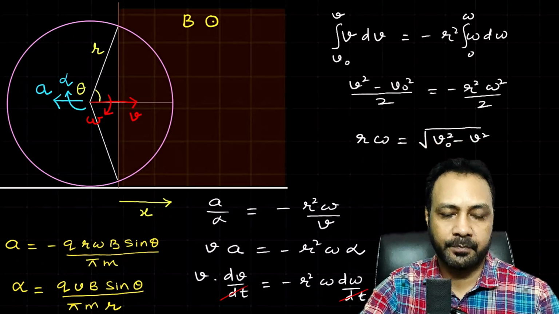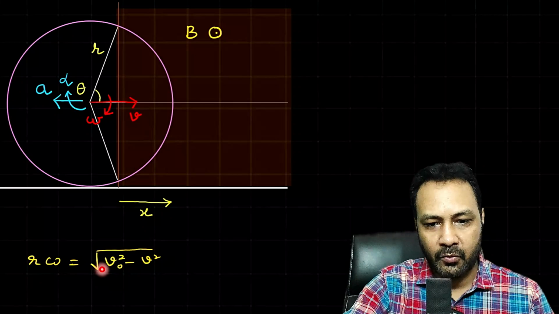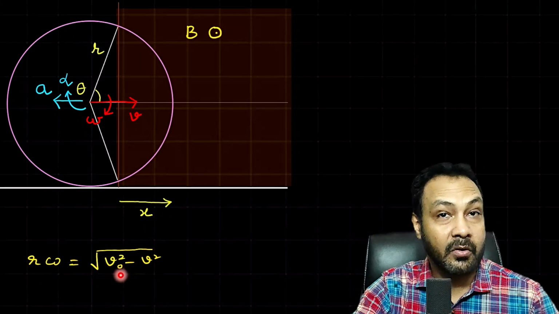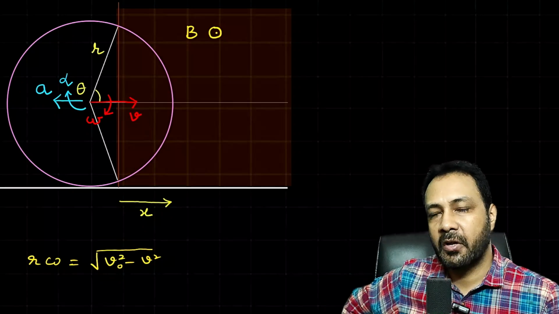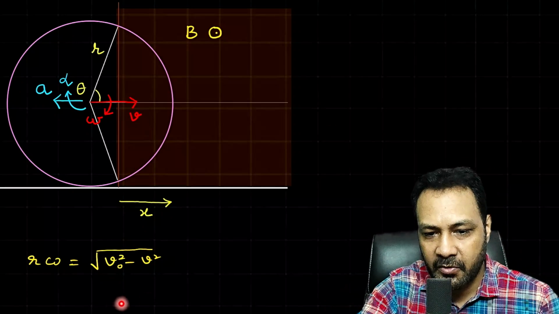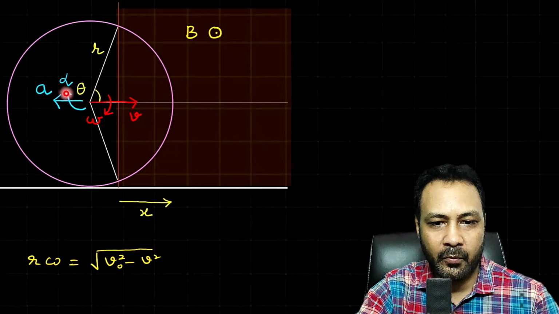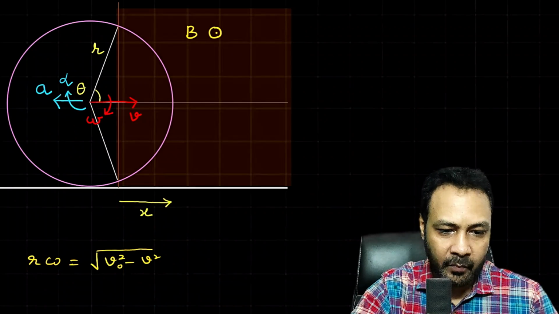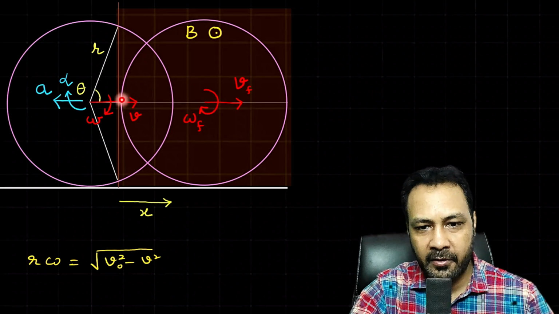This is another relation. So now let's go to next page again. So we got this thing, r omega is equal to square root of v0 square minus v square. v0 was the velocity of the center of mass when it was outside the magnetic region, and v is the velocity of center of mass when it has entered a distance x inside, and at that moment angular velocity is omega.